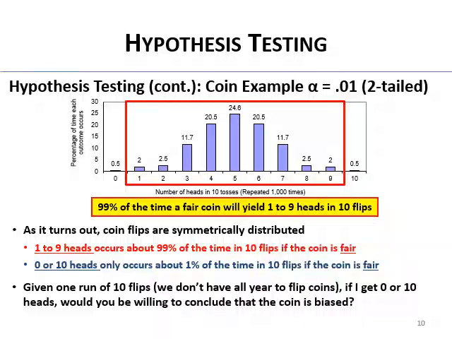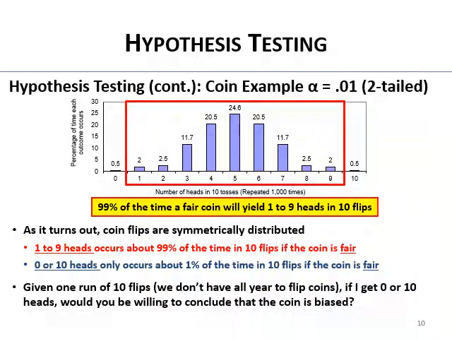Together, that's 1%. So given one run of only 10 flips, it's kind of like your dissertation. You're not going to do your dissertation 1,000 times. You're going to do it once, and you've got to make a decision. Is there something going on here that's weird or not? Right? It's exactly what you're doing in your dissertation.